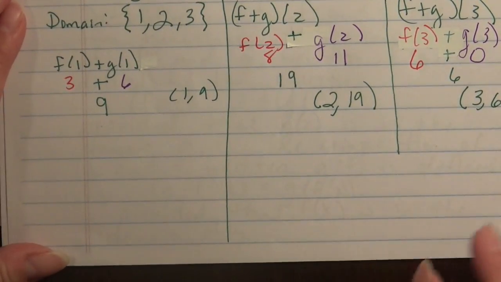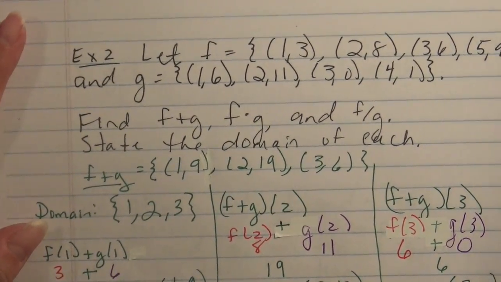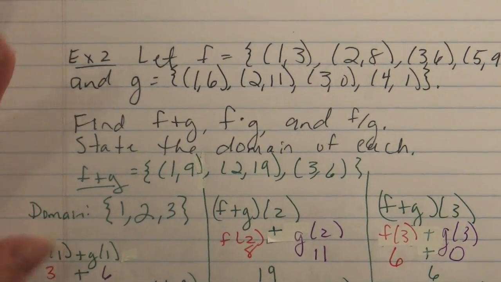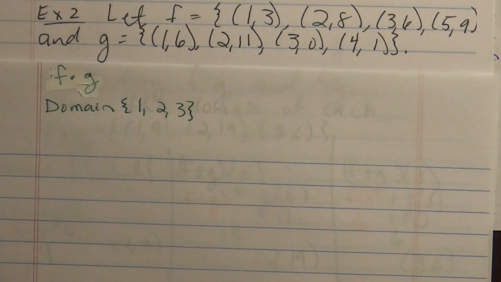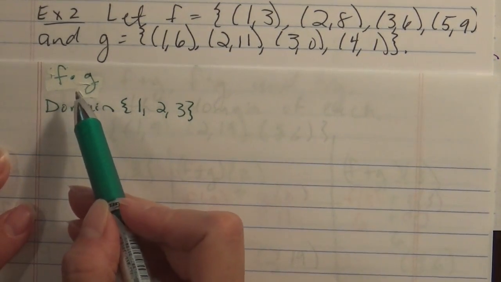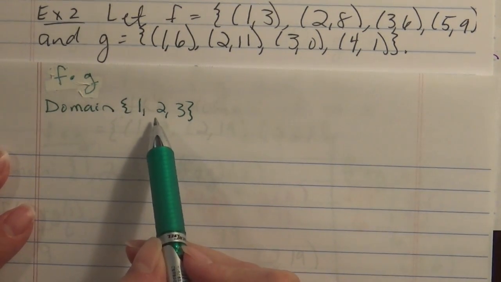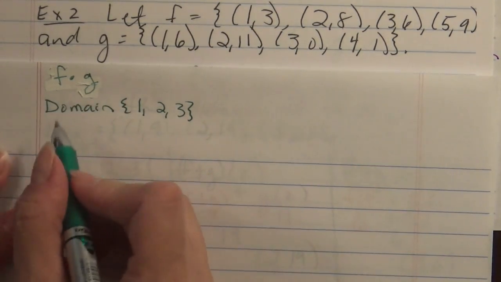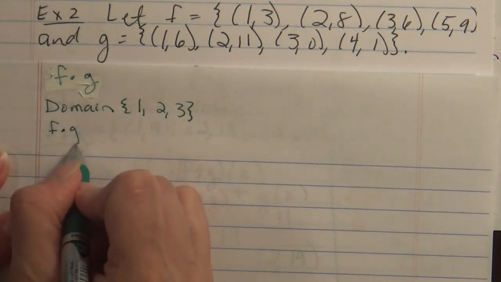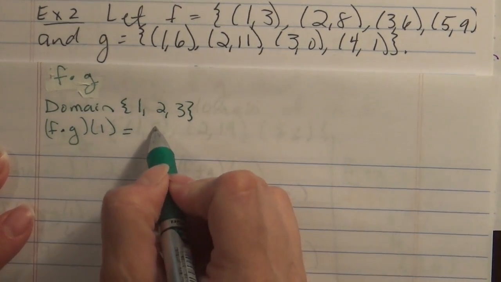You've got space in your notes that you should be able to do the remaining two pieces on this page. However, I need to be able to keep my function up there so I can easily see it, so I'm going to move mine onto a separate piece of paper. Let's find f times g. Again, our domain, we can only use these values for x. So to find f times g of 1, we know that f times g of 1 is equal to f of 1 times g of 1.